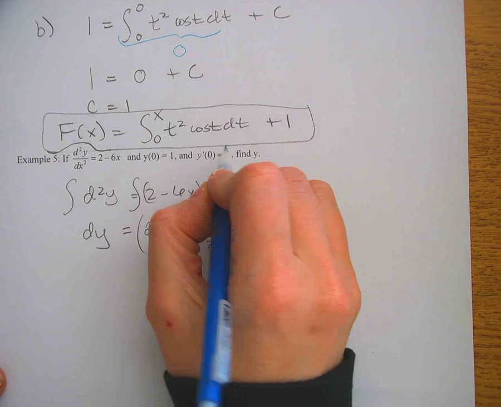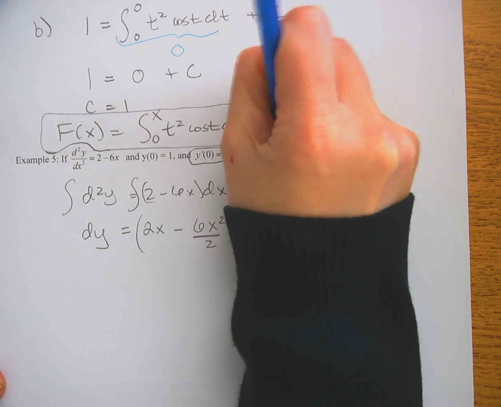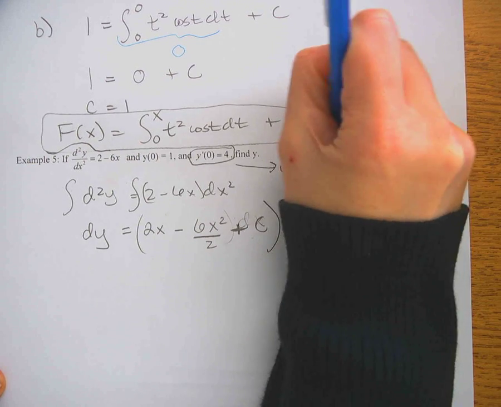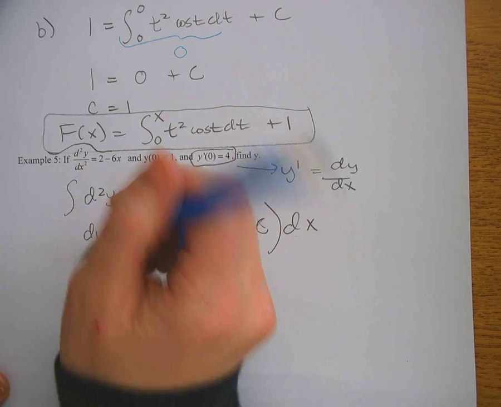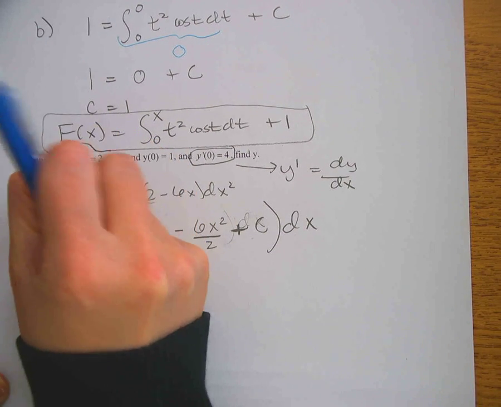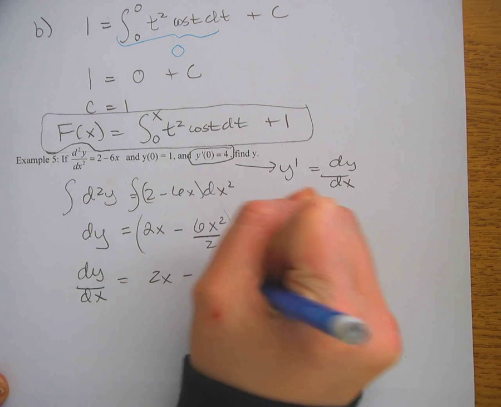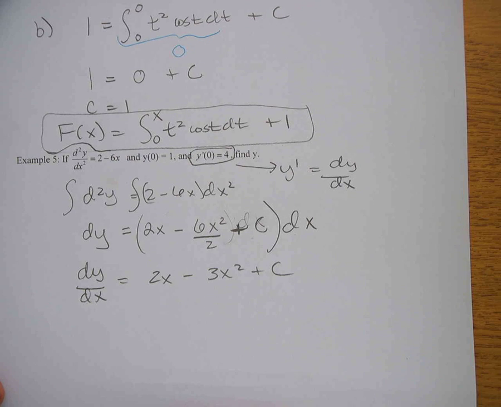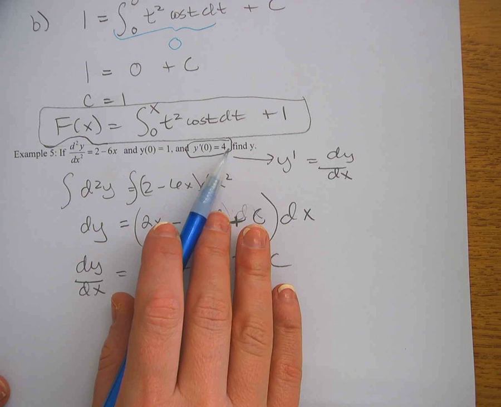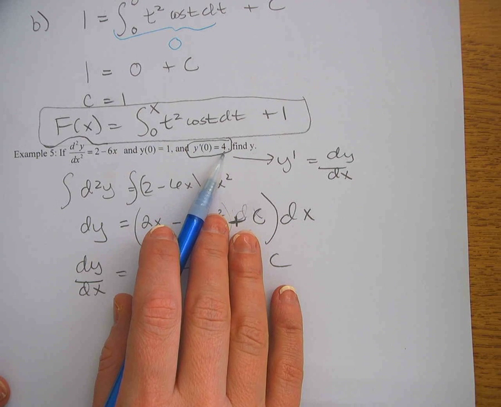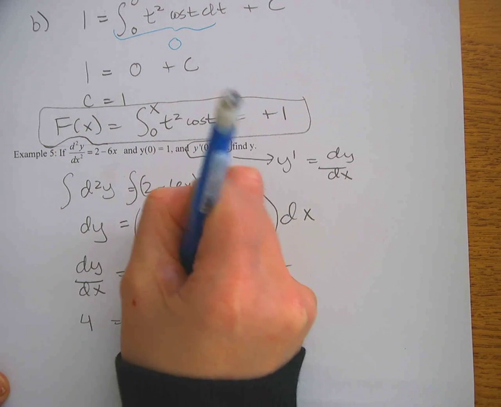So I notice right here they told me that y prime of 0 is 4. Well, we need to remember that y prime is the same as dy dx. So I'm going to momentarily put the dx back over here so I have y prime. I divide the dx back over and I get 2x minus 3x squared plus a constant. But I know that when x is 0, dy dx is 4.